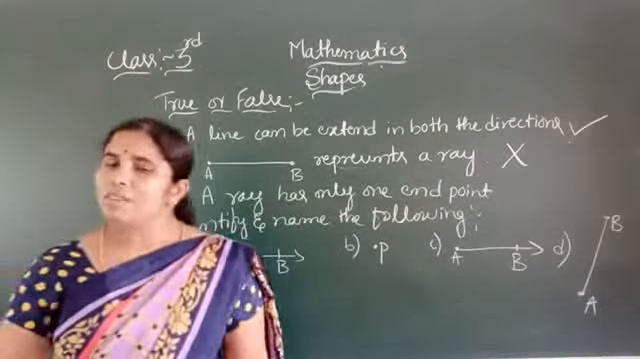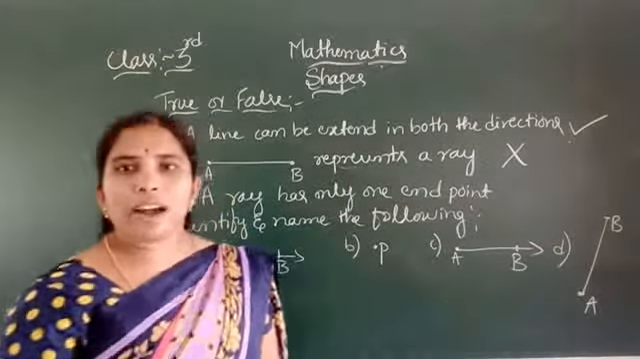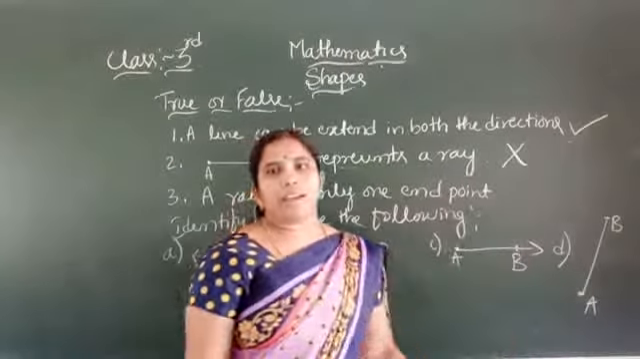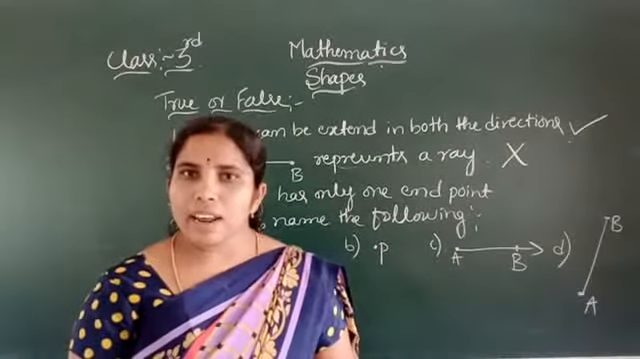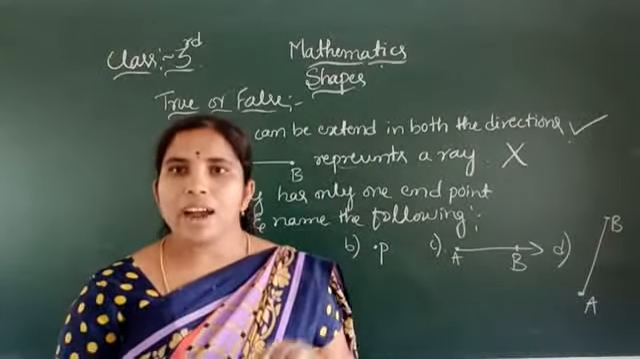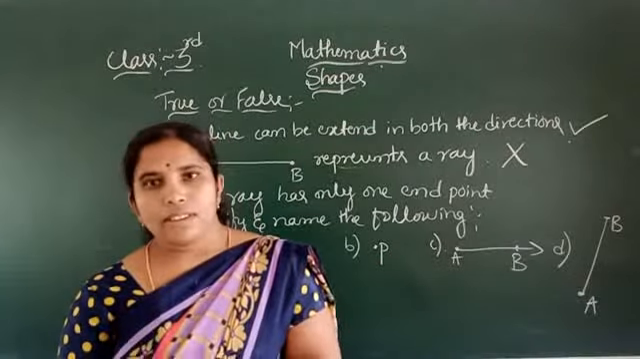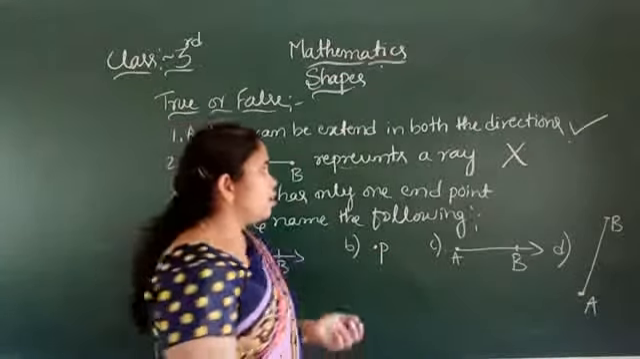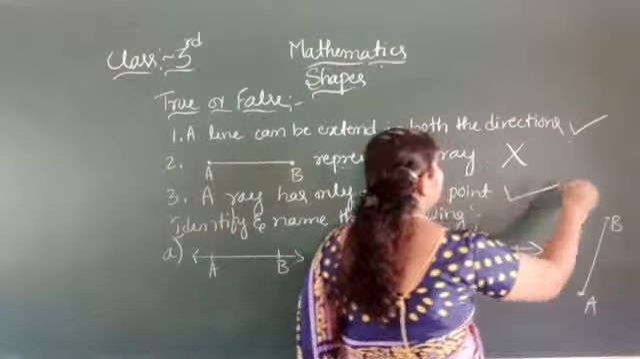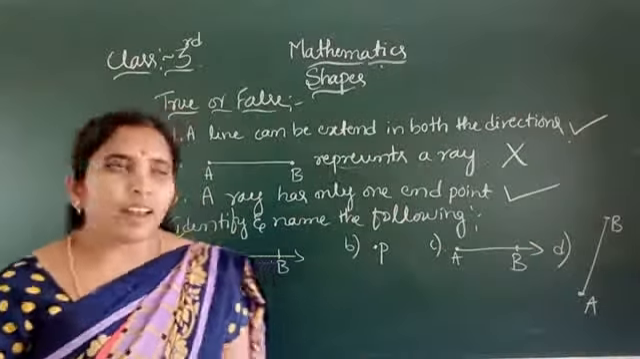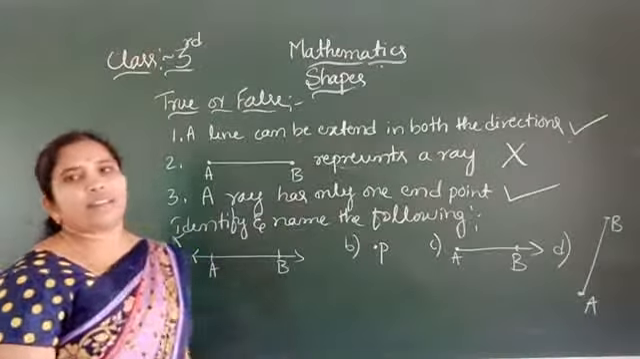Now observe the third question: a ray has only one end point. Of course, a ray has only one end point and you can extend a ray in only one direction. So that is correct, so it is true. Do you understand?